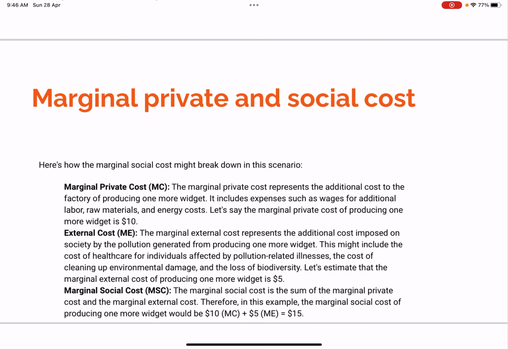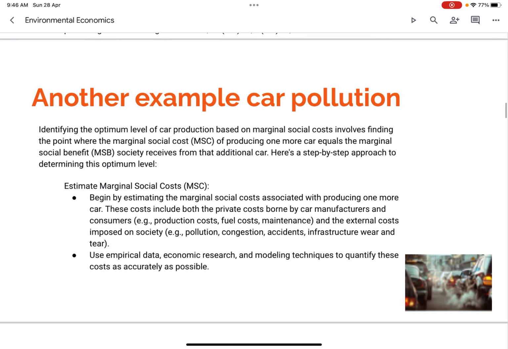So this is how the marginal social cost is arrived at, as the summation of marginal private cost and the marginal external cost. Let us take another example of car pollution, where we talk about the marginal social cost, because that would include both the private cost borne by the car manufacturer in terms of producing that car, and the external cost which is imposed on the society through negative externalities like pollution, congestion, accidents, wear and tear of the infrastructure, and so on and so forth, right? So this together would be the total cost.